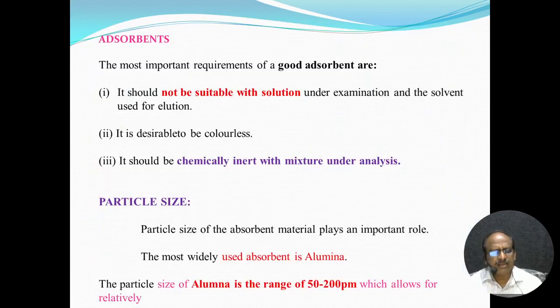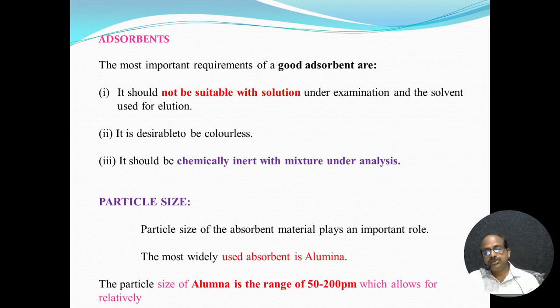Generally we take adsorbents as the stationary phase. Whatever the adsorbent is, it is also called the stationary phase. The stationary phase may always be an adsorbent. What are the most important requirements of a good adsorbent? It should be suitable with the solution under examination. It is desirable that the adsorbent be colorless. It should be chemically inert with the mixture under analysis. Also, the particle size of the material plays the most important role in chromatography.